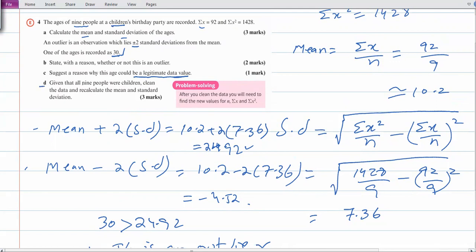Then part D is saying, given that all 9 people were children, can you just hold on for 1 second, please?